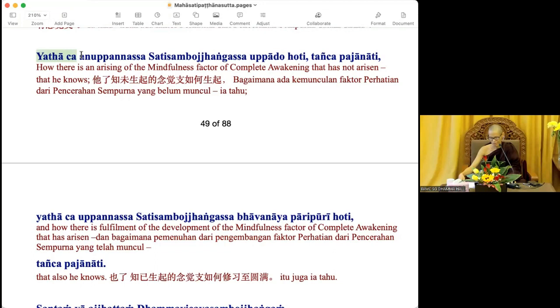What are the causes of Sati Sambojjhanga? There are 4 causes. Number 1, satisampajanna, mindfulness and clear comprehension, in bodily movement, whatever action you do. Sati is you must remember, you must be mindful. Sampajanna is you must have wisdom. So there are 4 kinds of Sampajanna.